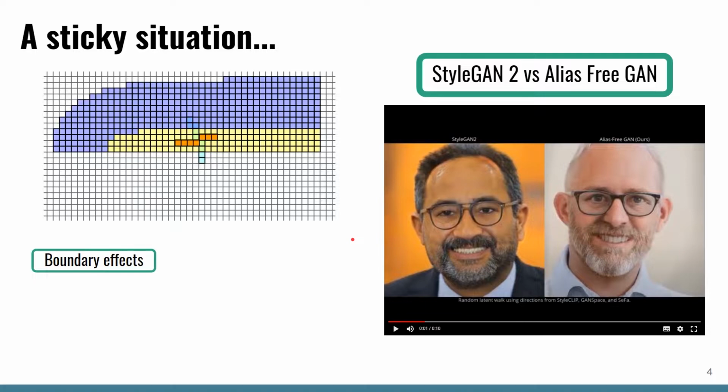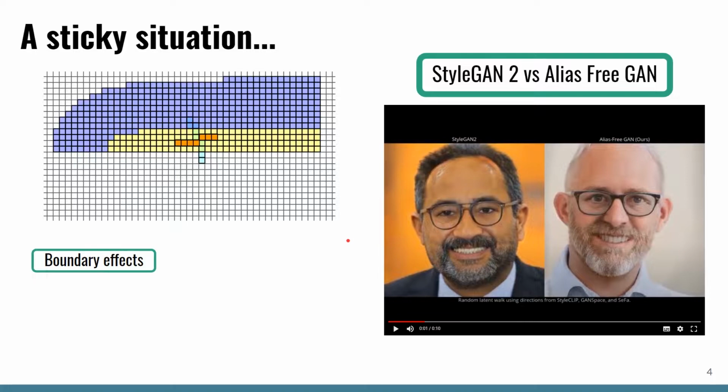The convolutions are meant to apply the same operation to every pixel. So the convolution should not be aware of which pixel it's looking at. Why is it, in practice, the case that it knows where it is? Well, a first way for the convolution to figure out where it is in the image is thanks to the boundary effects.